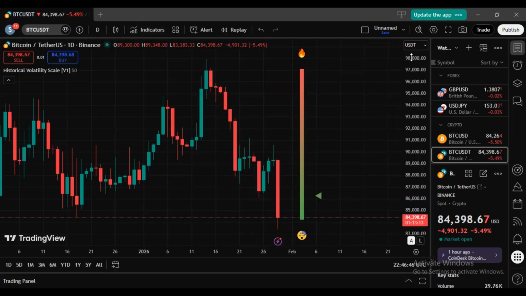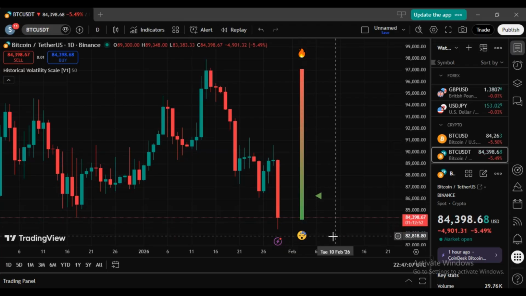Now on the screen, I've applied an AI-based volatility indicator by ChartPrime. Unlike traditional indicators like ATR or Bollinger Bands, this indicator does not draw lines on price. Instead, it uses machine learning to classify the market into different volatility regimes, meaning it tells us whether the market is calm, unstable, or highly aggressive.